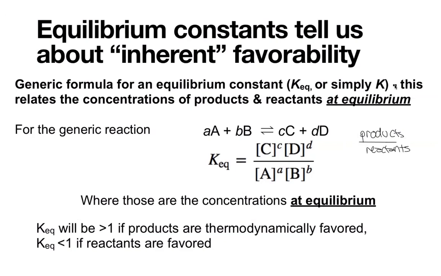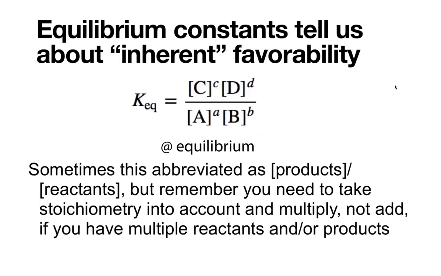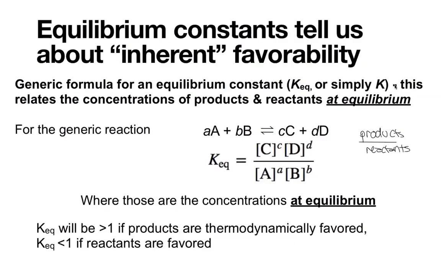But it's important to know that if you have stoichiometric coefficients, so if it wasn't a one-to-one relationship, you have to take those into account when you're writing this equation. And you also need to remember to multiply and not add if you have multiple reactants and/or products. We'll look at some examples, but bottom line, you end up with some ratio of products to reactants. And this is telling you if you let things reach equilibrium, you're going to have this ratio.